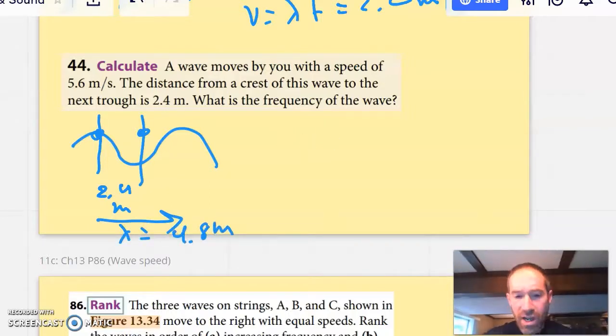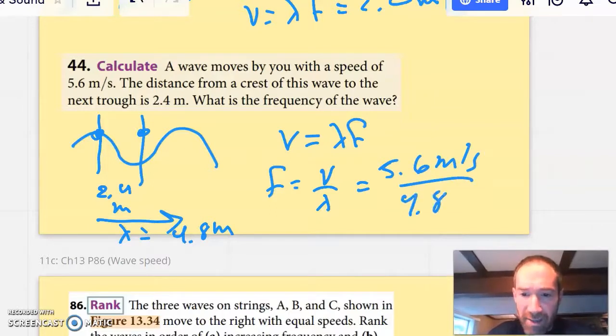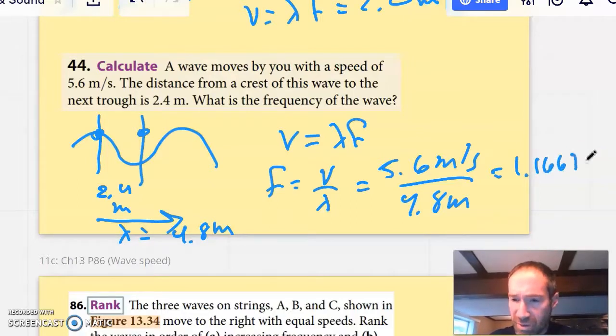meters. Wave speed is wavelength times frequency, so frequency is wave speed divided by wavelength. So I'll take that 5.6 meters per second and I'll divide by the 4.8 meters. And that's going to give me 1.1667 1/seconds, or hertz. Significant figures wise, we'll make that 1.2 hertz.